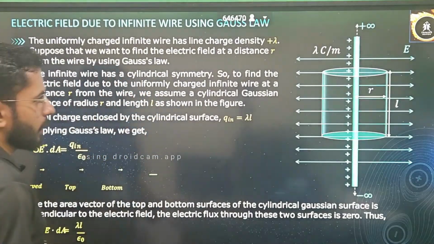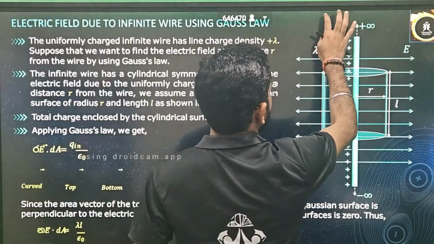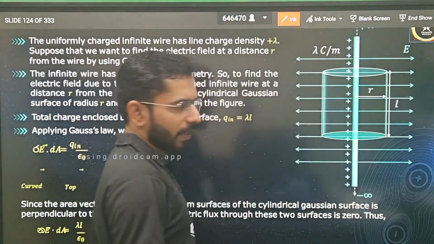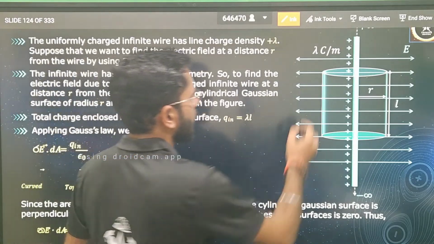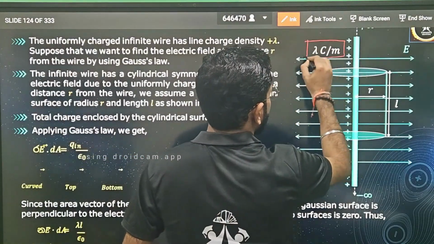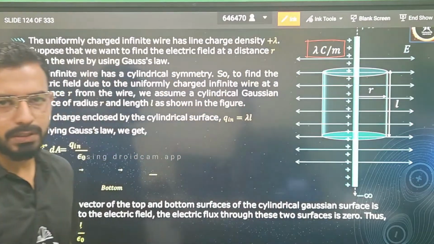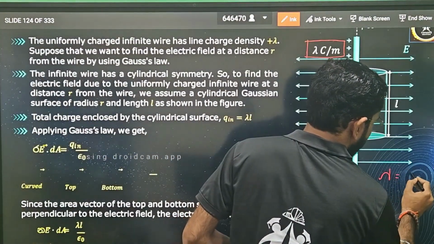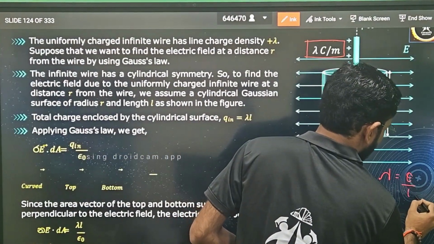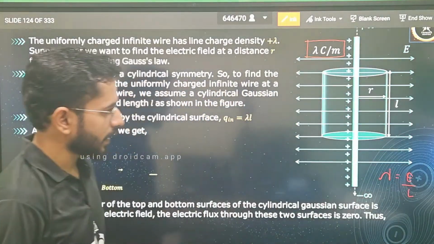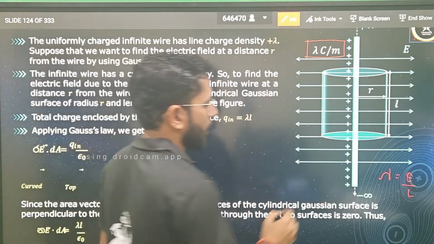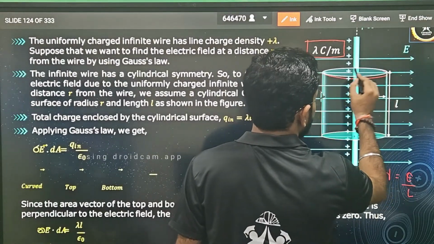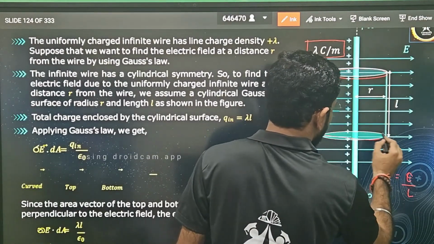Now understand that there is an infinite wire and lambda is given. Lambda is the lengthwise charge distribution, charge per unit length. Let's define lambda as the net charge divided by the length, capital L. So let's suppose I have taken a Gaussian surface, a cylindrical kind of Gaussian surface.